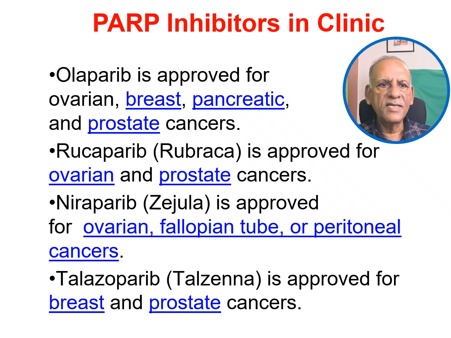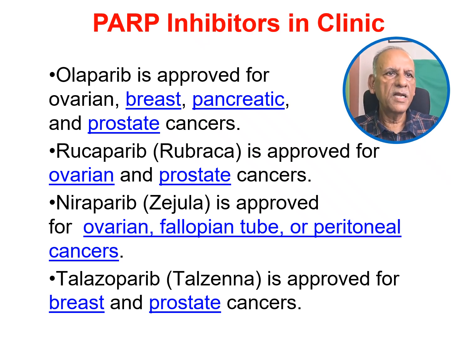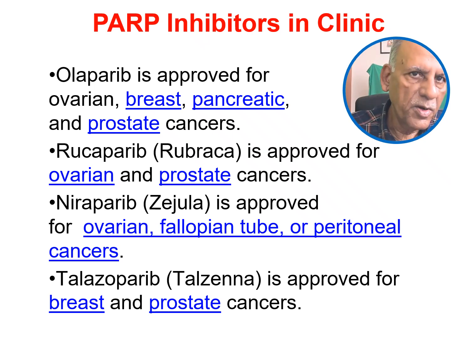Now after that success of Olaparib, which I told you about, it has been approved in ovarian cancer, breast cancer, pancreatic cancer and prostate cancers. Similarly, there is another PARP inhibitor, which is also approved for treating ovarian cancer and prostate cancers. There is another one, Niraparib, which is approved for ovarian cancer, fallopian tube or peritoneal cancers.